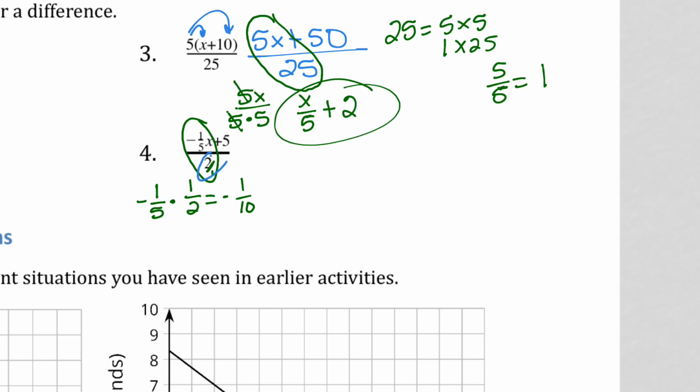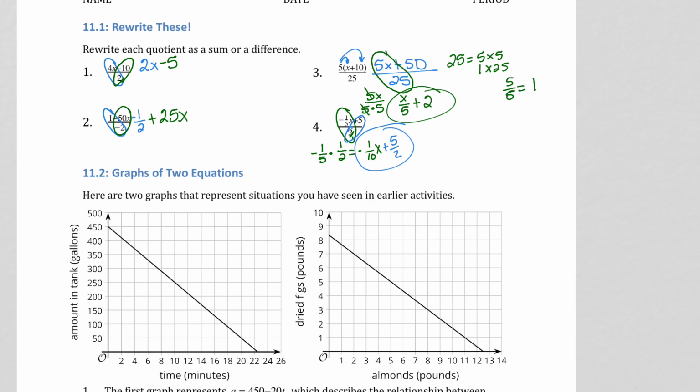So what is 5 divided by 2? Does that divide evenly? No. So we're just going to leave it as a fraction. So we're going to have 5 halves. And I forgot to put my x in there. And that's my final answer.